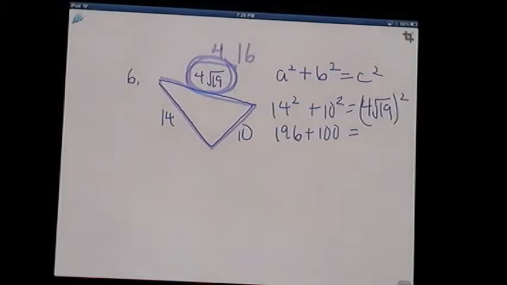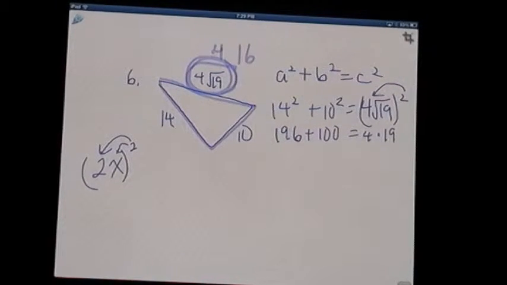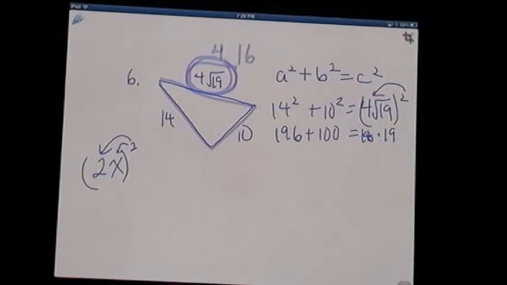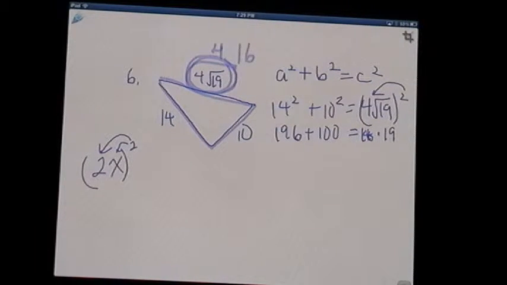Okay, now I told you before, if you can't remember what you're allowed to do with square roots, you can always try it in your mind with x. And so if you had 2x squared, by the rules of exponents, you should know to apply the square to the 2, and then apply it to the x. And so the same thing is true over here. We're going to square the 4, and then we're going to square the square root of 19, which just gives us 19. So 4 squared is 16, and 16 times 19 is 304.